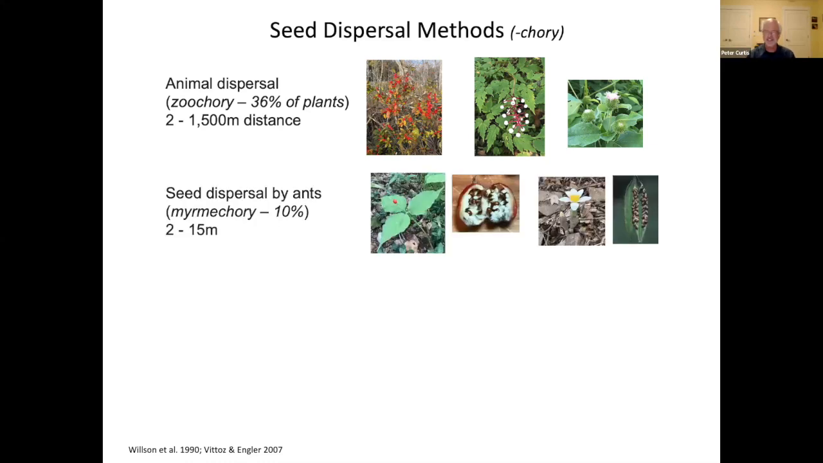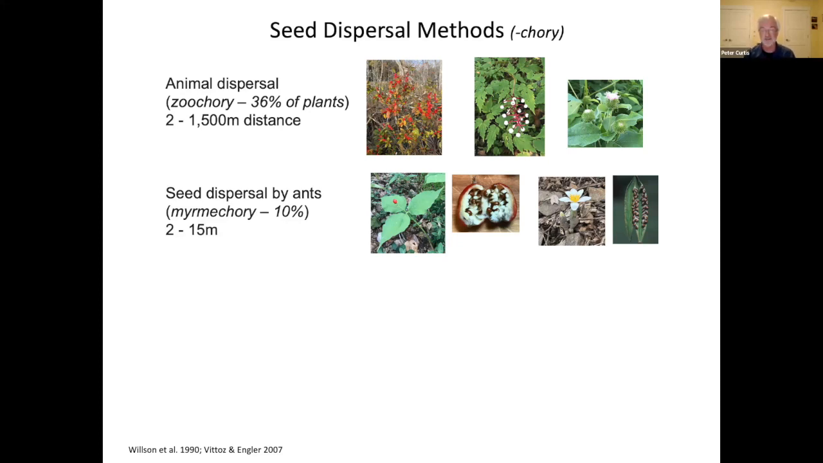An interesting subset, and important for our flora, and this is a subset of animals, although it's given its own category, is seed dispersal by ants, myrmecory. And some of our really iconic species here in New England have used this specialized adaptation for ant dispersal.